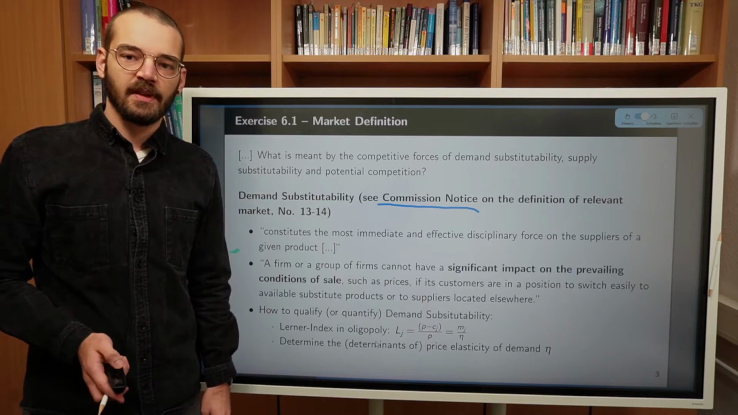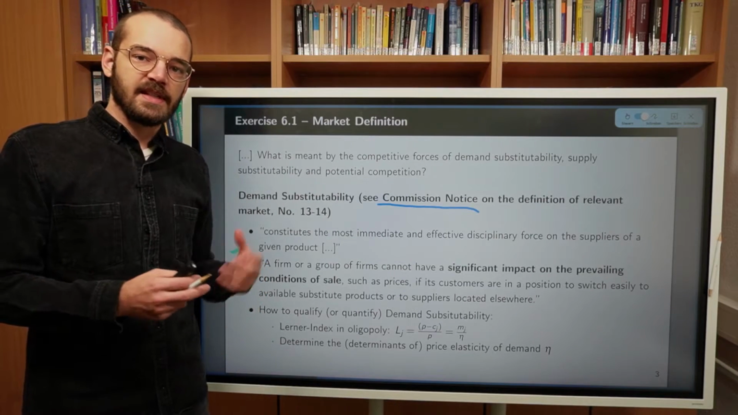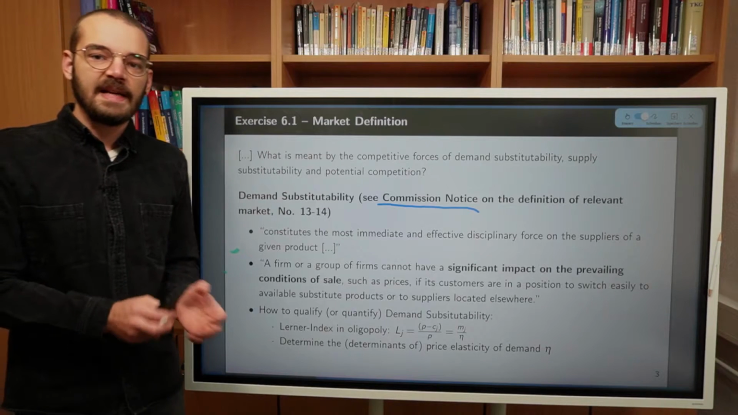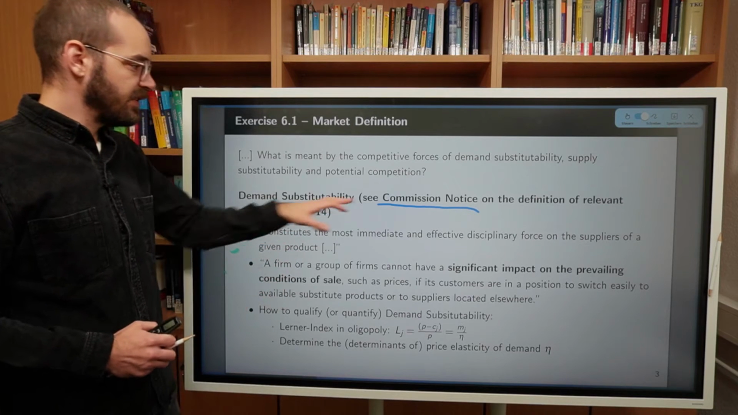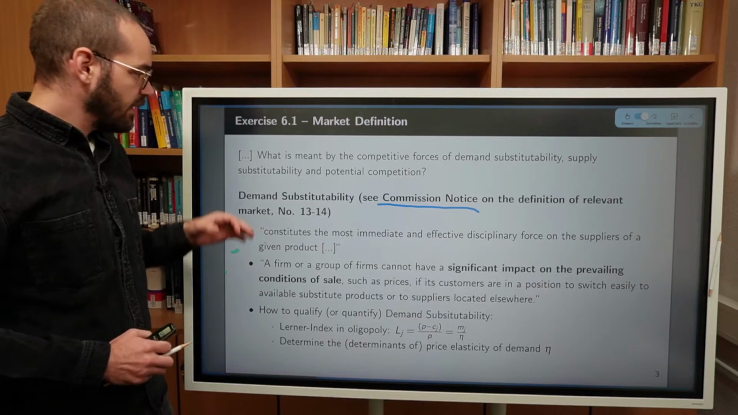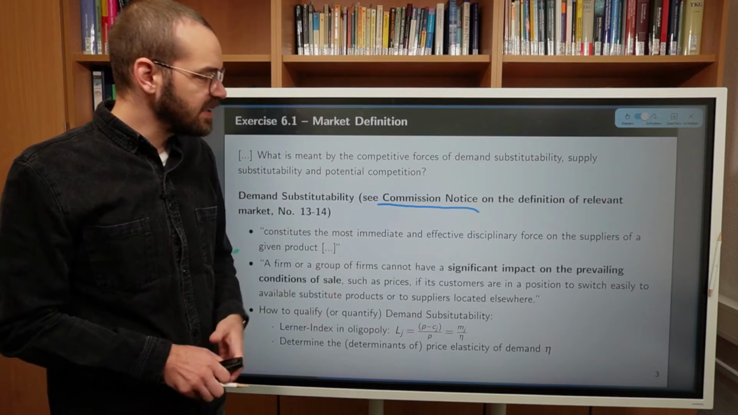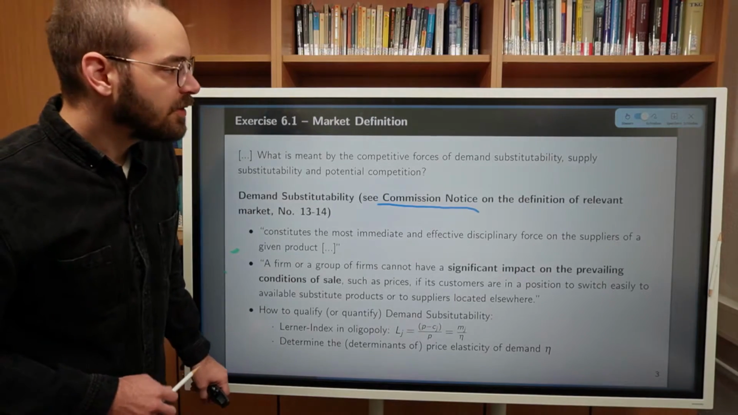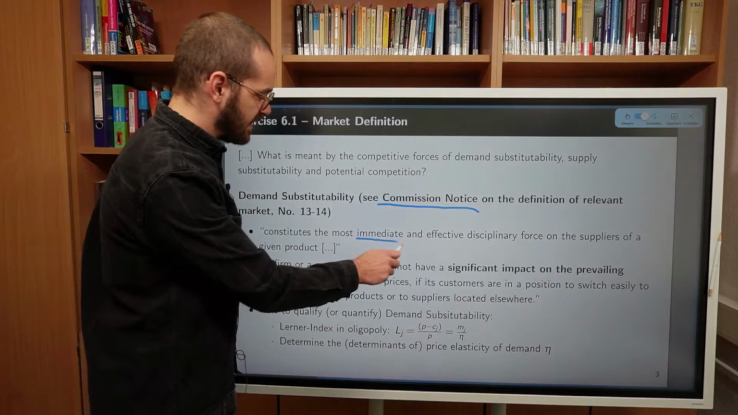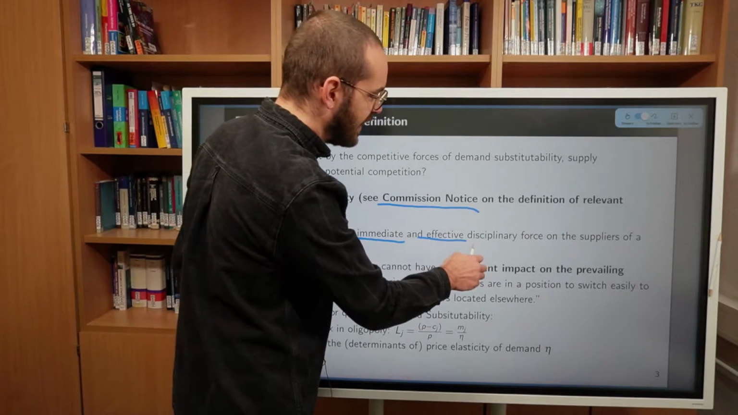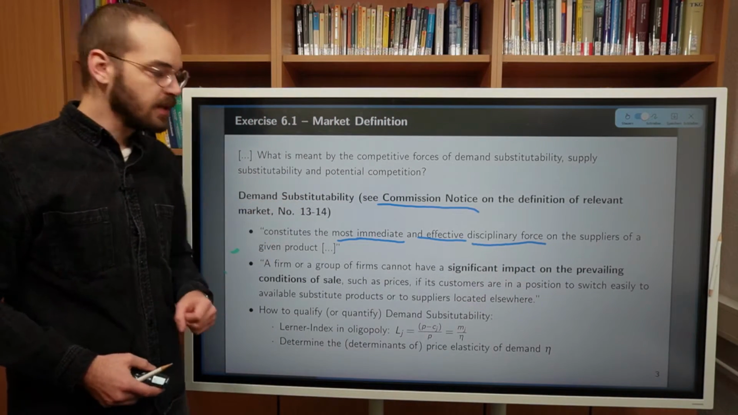All right, so we would like to answer this question based on two quotes that we drew immediately out of this Commission notice. The first one being: demand substitutability constitutes the most immediate and effective disciplinary force on the suppliers of a given product. So the important part is that it's the most immediate and most effective disciplinary force on the suppliers. That's why it's important to think about this concept.